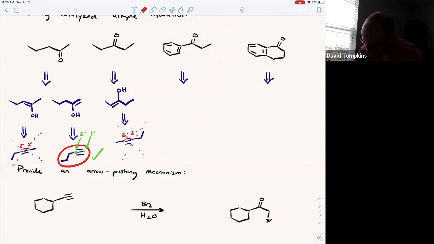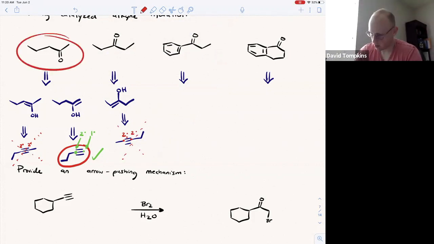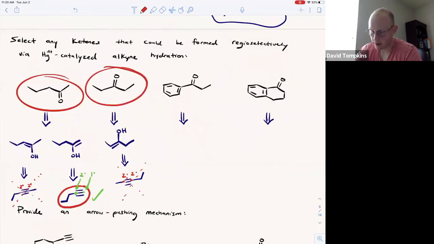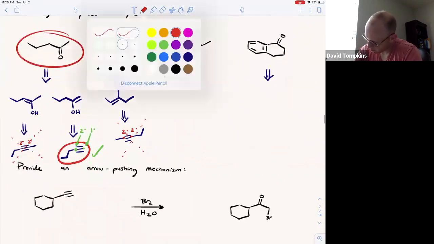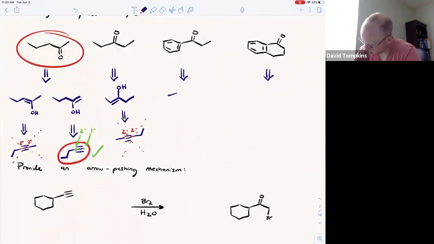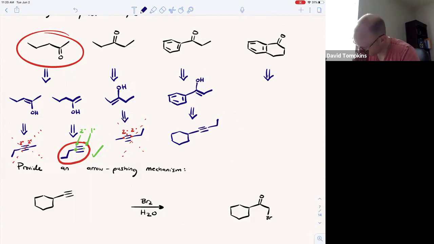So far, this one works if you go through the terminal alkyne path. But this one would come from an internal alkyne, so it will not work. If you think backwards here, the enol would have been conjugated with the benzene ring, and before hydration, the alkyne would look like this.